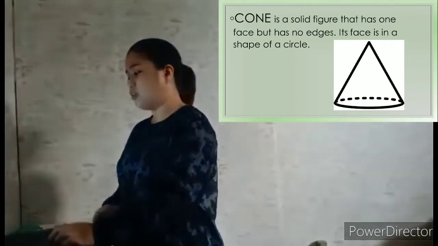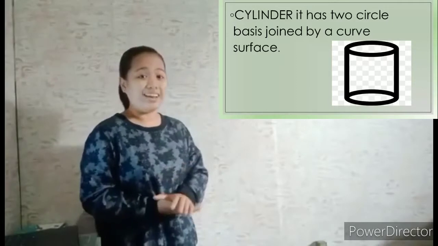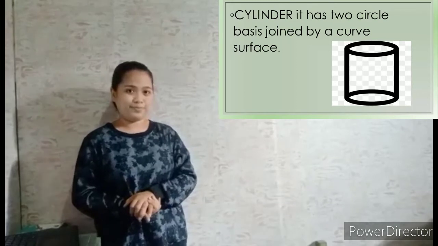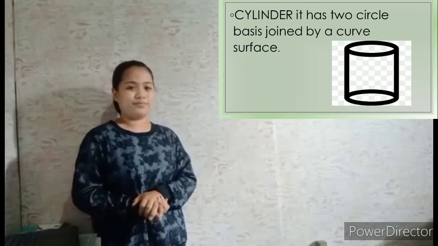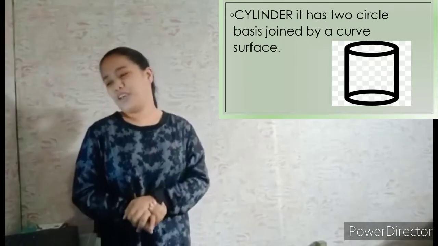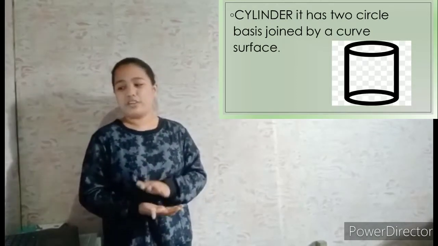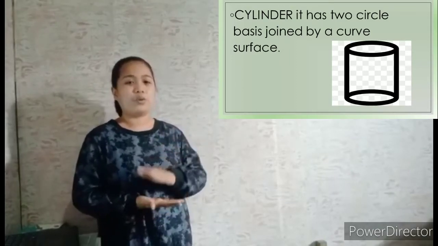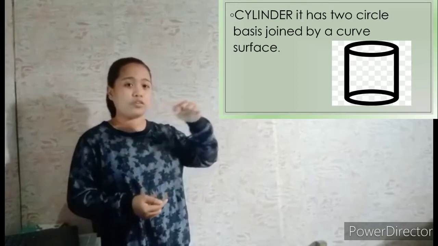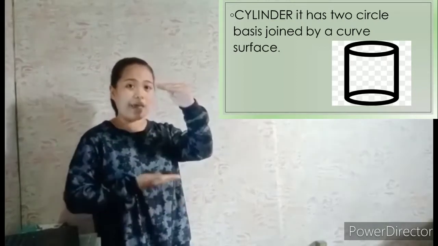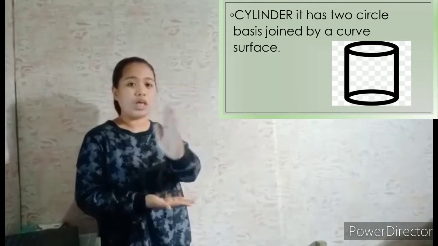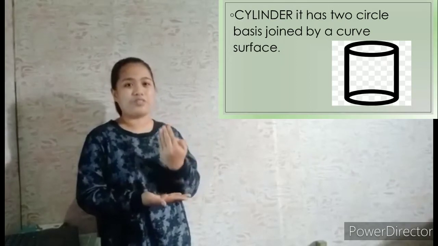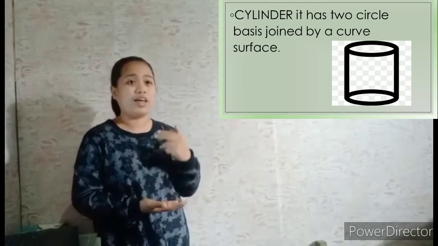Great. So the next one that we have is what we call a cylinder. Michael, please read what is a cylinder. Good job. Thank you. Yes, a cylinder has 2 circular bases joined with a curved surface. So again, a cylinder has 2 circular bases, at the top and at the bottom, and it is joined with a curved surface. That is what we call a cylinder.